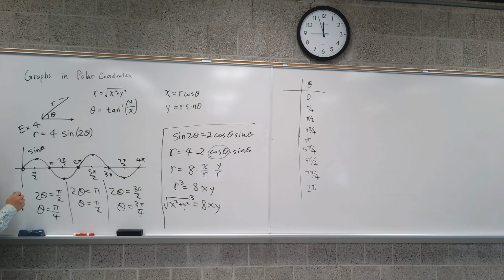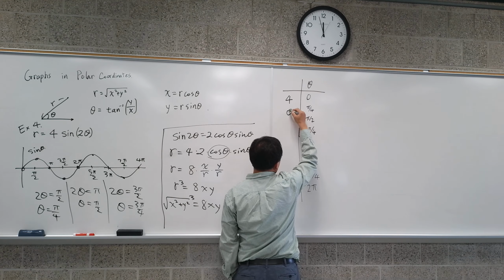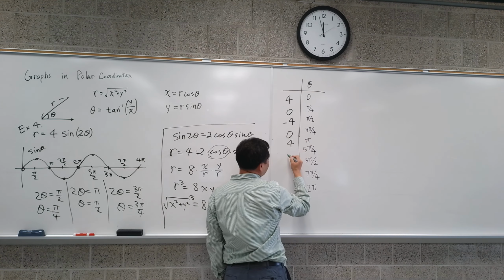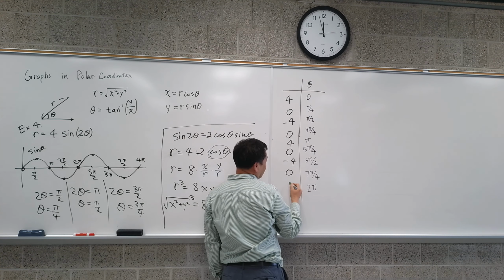So I know that r starts from 0, and when theta is pi over 4, that's sine pi over 2. Sine pi over 2 is 1. 1 times 4 is 4, right? So when the sine values go like 0, 1, 0, negative 1, 0, 1, 0, negative 1, because of the 4 multiplied, I'm going to get 4, 0, negative 4, 0, positive 4, 0, negative 4, 0, and then positive 4.